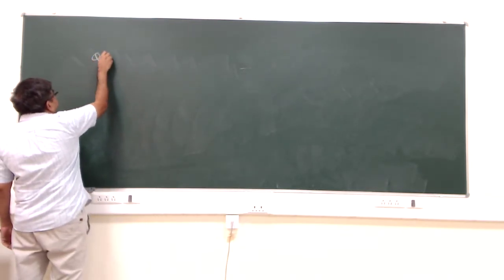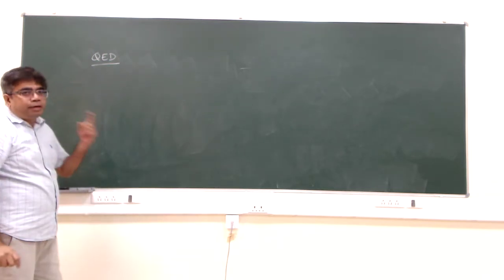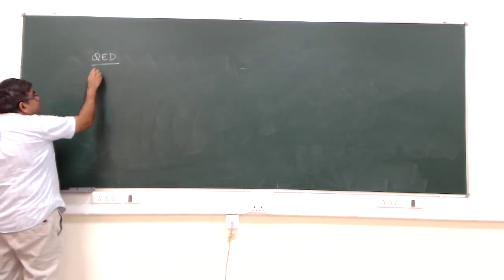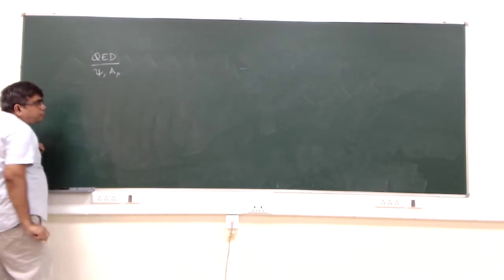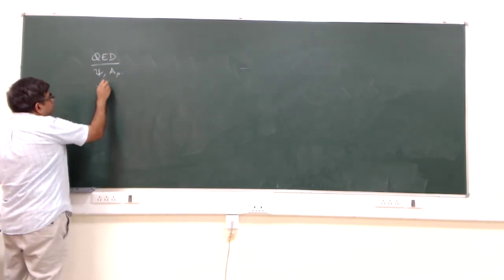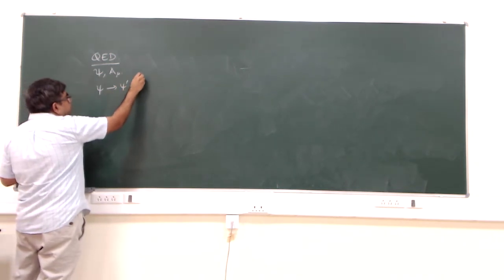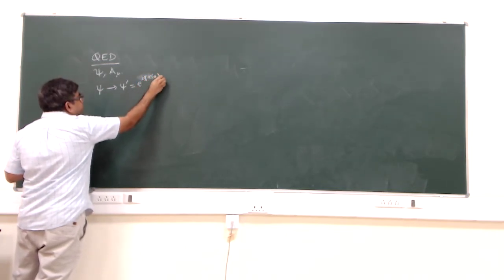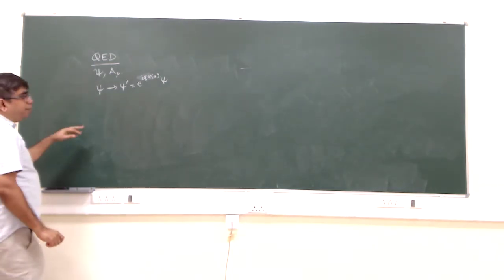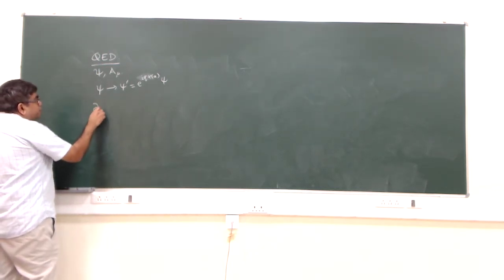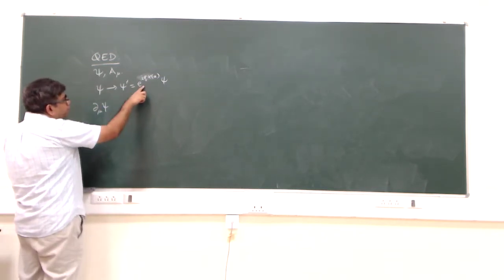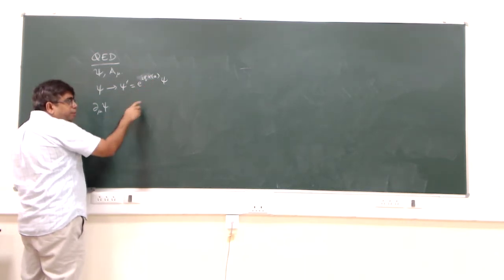So remember, what is our QED? QED is the theory of an electron and a photon. No other particles are there. Psi goes to psi prime, e to the i alpha of x. I should put a charge also. And when you take the derivative of psi, you have a problem with alpha of x essentially. So that's the problem in the two terms.